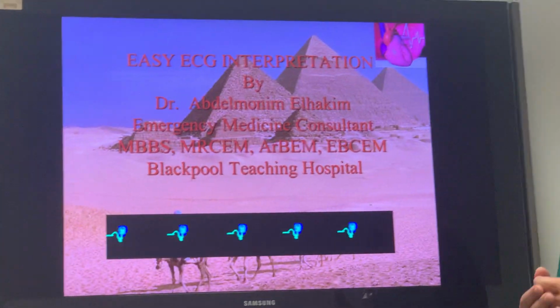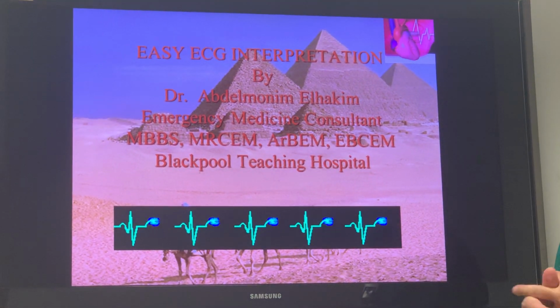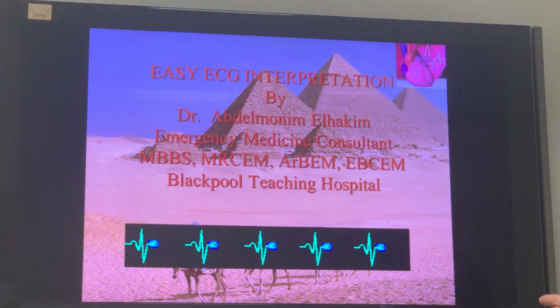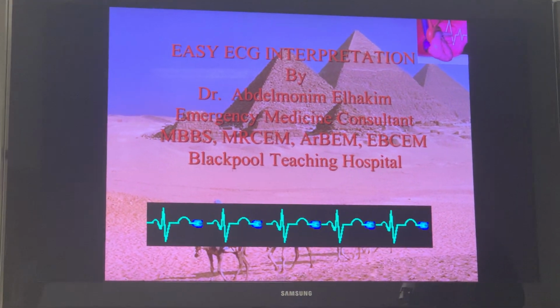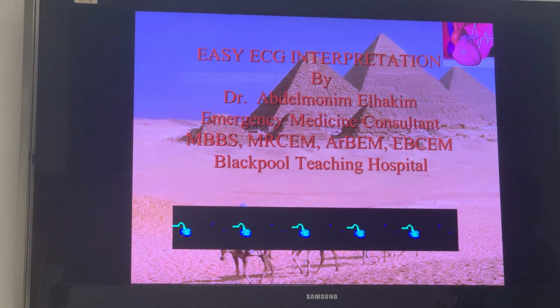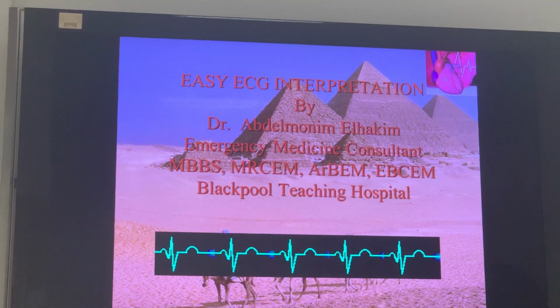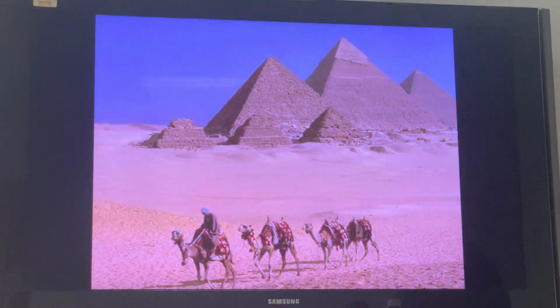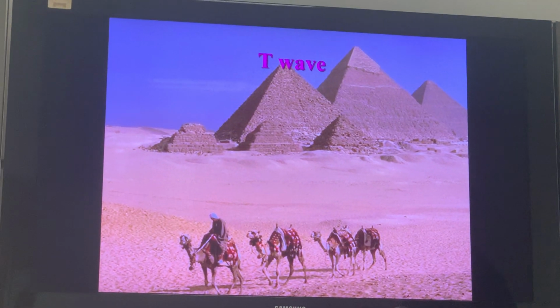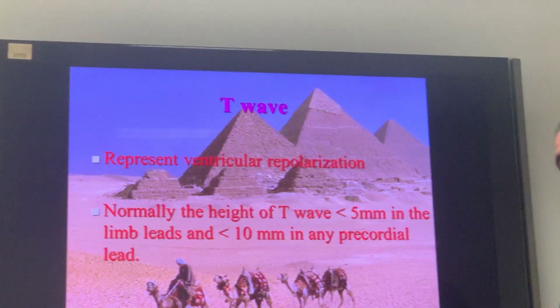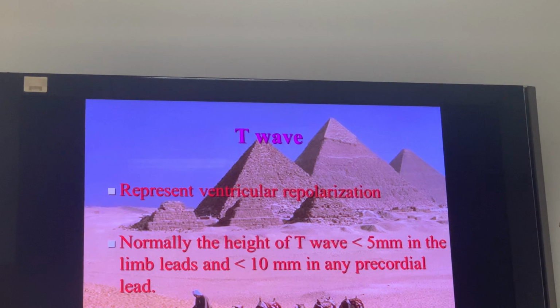So we have covered so far the P wave, PR interval, QRS complex, and ST segment, and I believe that we need to cover the T wave, which is the last part of the ECG rhythm itself. So, the T wave. What's the T wave? It represents the ventricular repolarization.